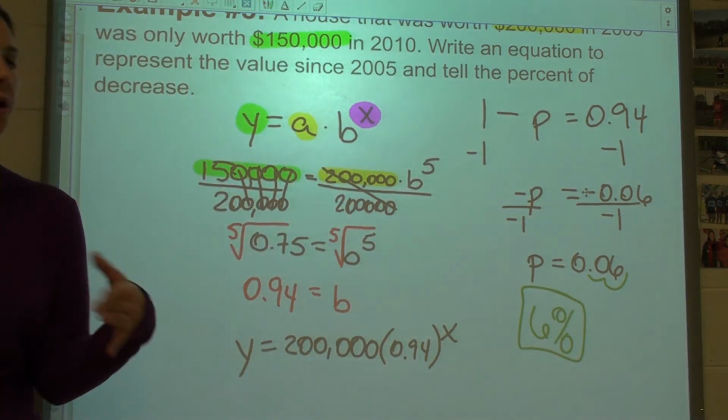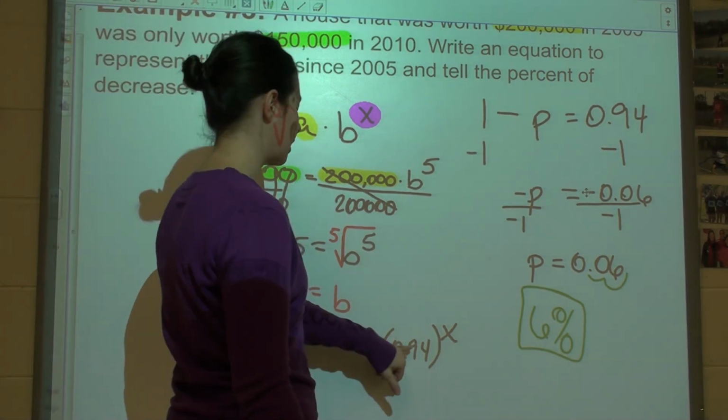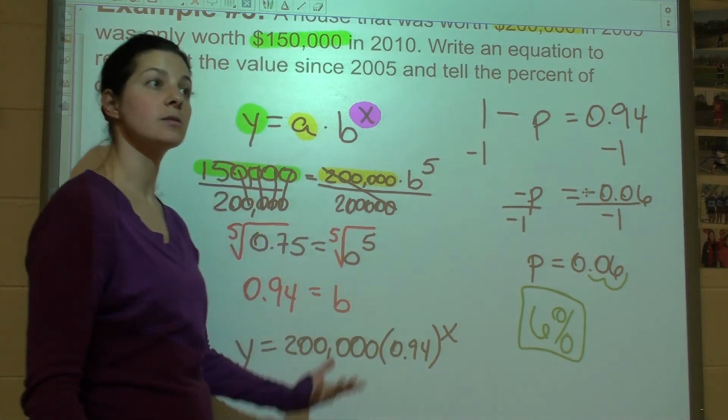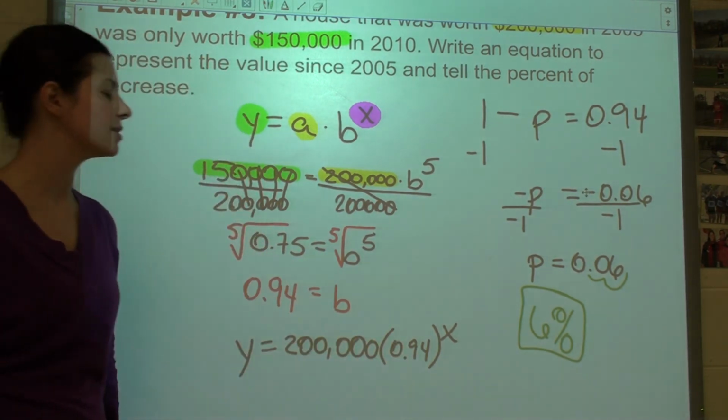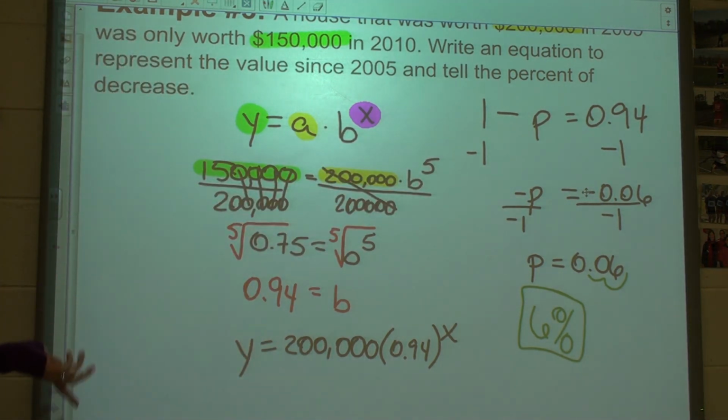You also could have had 0.94 plus p equals 1 and subtracted. You'll get the same answer. You also could have just looked at that and said, well, I know 1 minus 0.94 is 0.06, and that's 6%. But again, it asked you to tell the percent of decrease, so you need to make sure you include that in your answers.